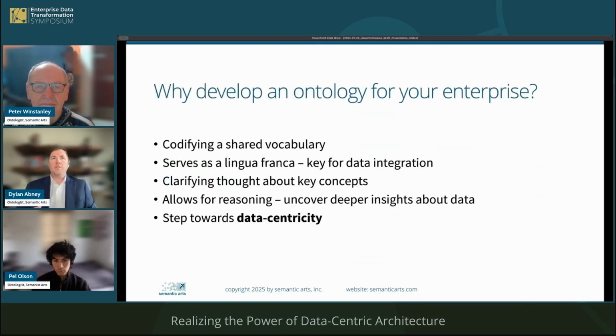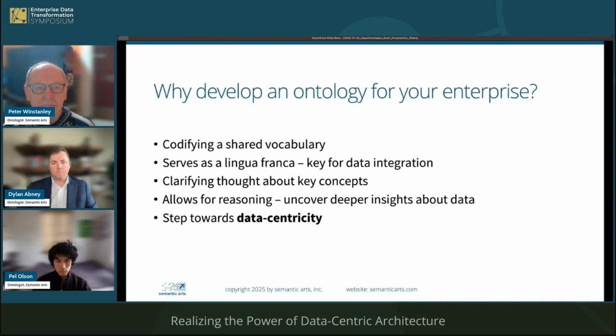Now, why would you want to develop an ontology for your enterprise? There are a number of different reasons. Some of them are listed here, but one of those reasons is to codify a shared vocabulary. Developing a shared vocabulary is an important thing, particularly with larger organizations. It's common to have multiple terms referring to the same thing across different divisions or teams or applications or their underlying databases. And developing an ontology helps to ensure everyone's speaking the same language, which is ultimately a key for data integration.